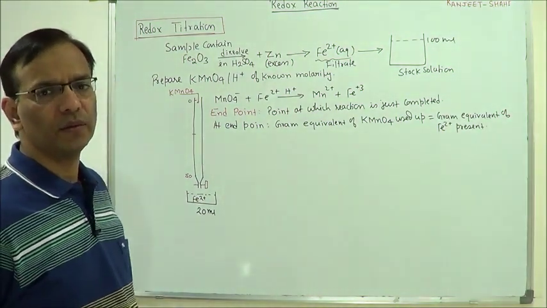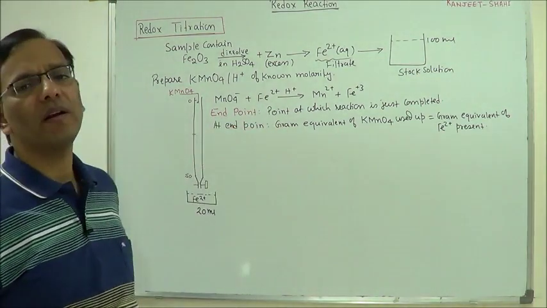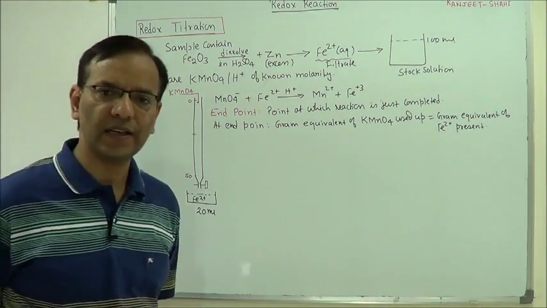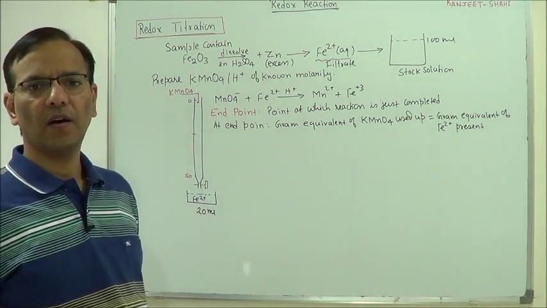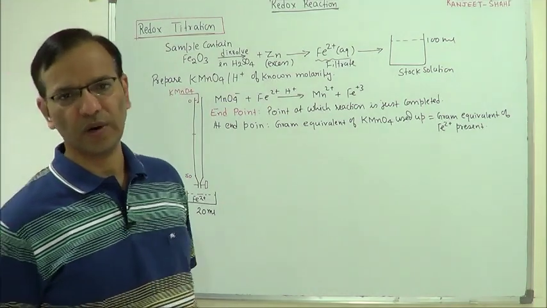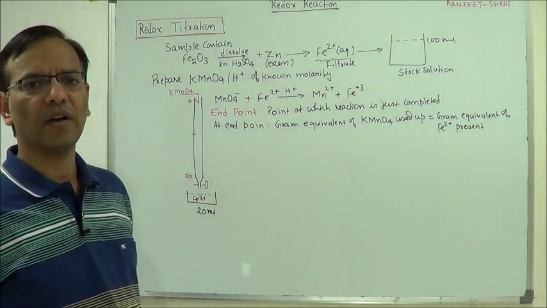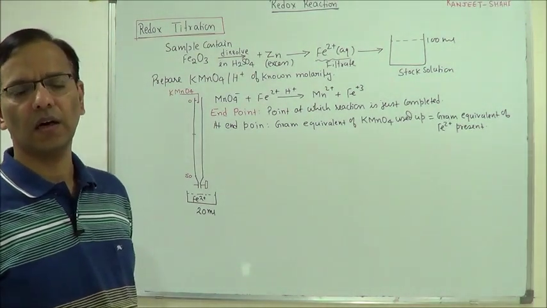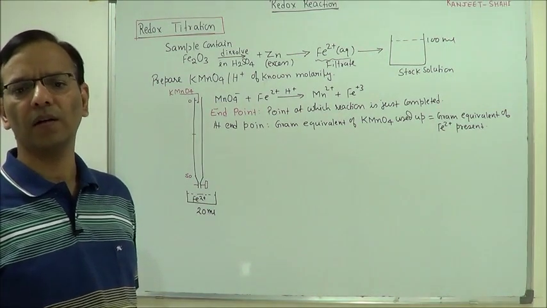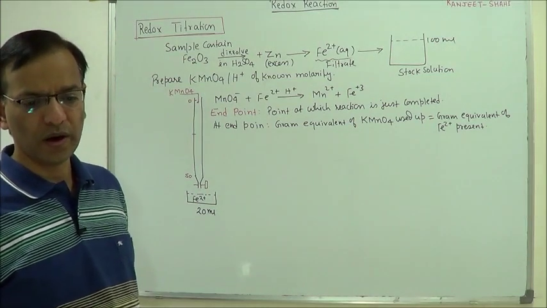One more point here is how we know that the end point is reached. Usually the end point is detected with the help of an indicator. An indicator is used in all kinds of titration, but the nature of the indicator depends on the type of titration. In redox titration, different types of indicators are used, commonly called metallochromic indicators.